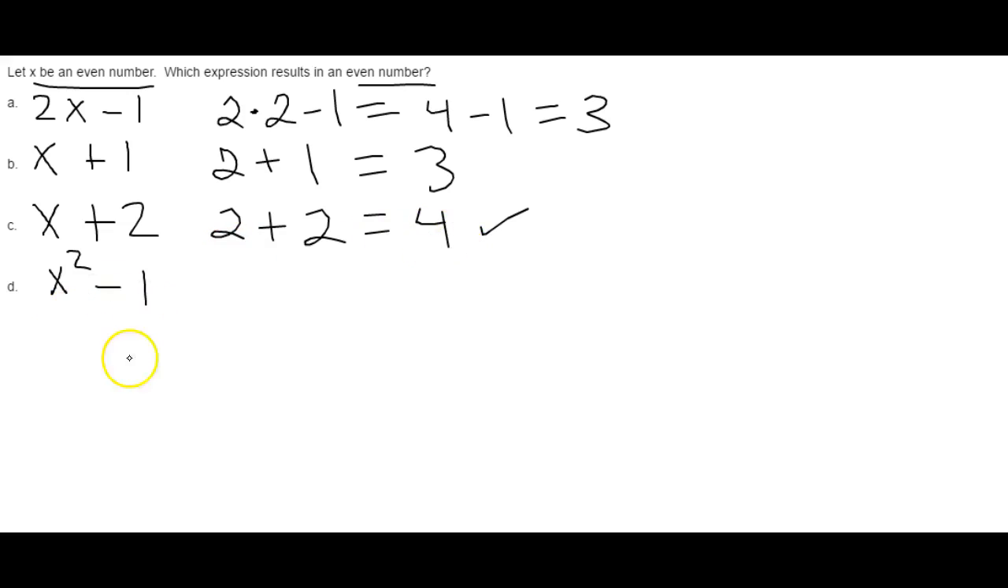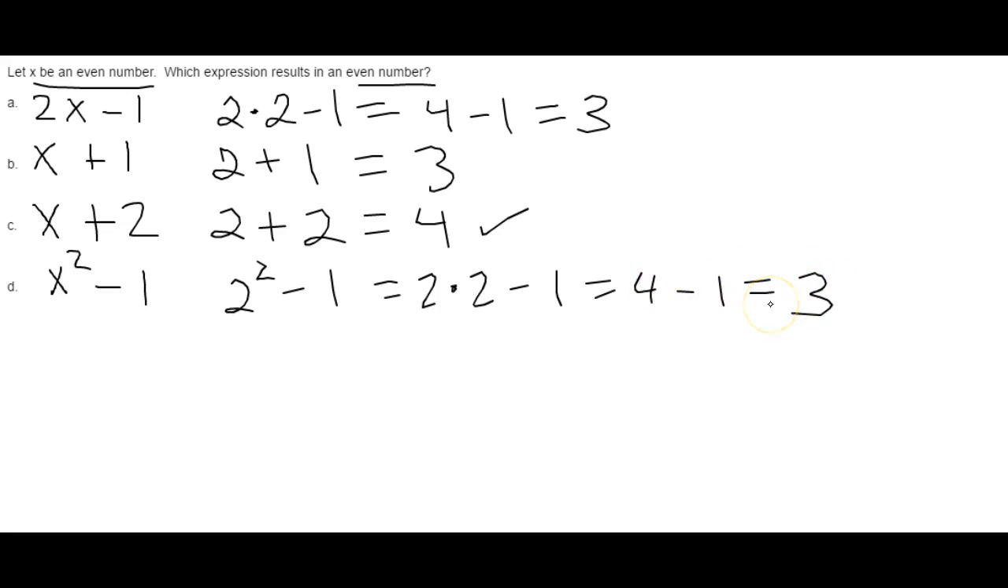We always check all the answers just to be safe. 2 squared minus 1. 2 squared means 2 times 2, minus 1, so 2 times 2 is 4 again. Minus 1 is 3. So our only even answer came out to be C.